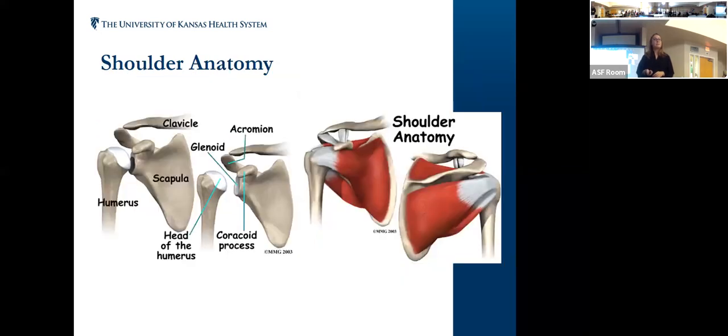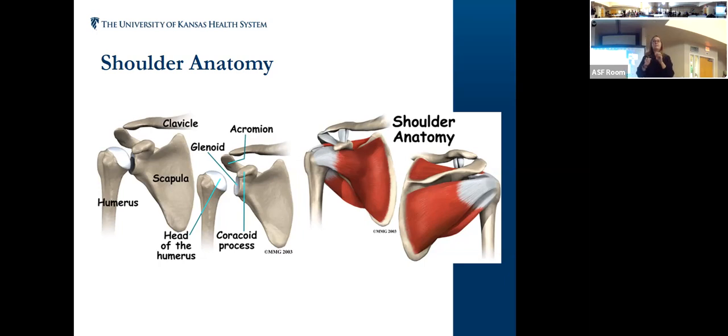All right, so here are some fun pictures of shoulder anatomy. If you haven't seen the bones and the muscles of your shoulder before, this is a little bit what it looks like. There are three main bones: the humerus, which is your long arm bone, your scapula, which is your shoulder blade, and then your clavicle, which is your collarbone. And those three bones come together to make your shoulder.